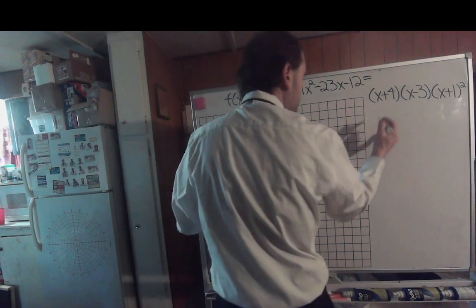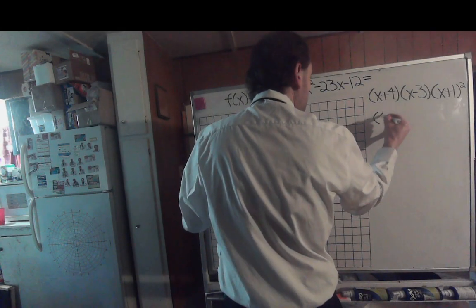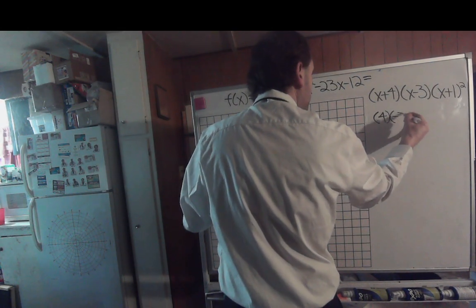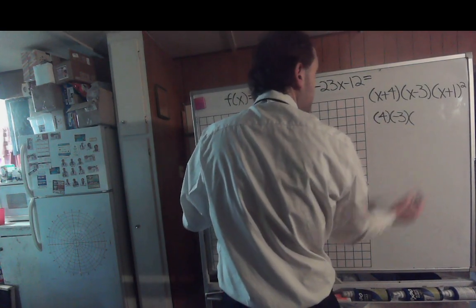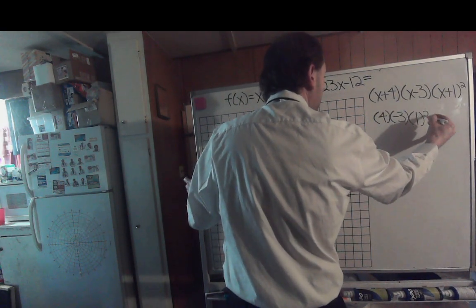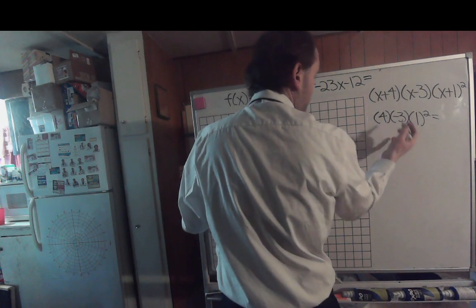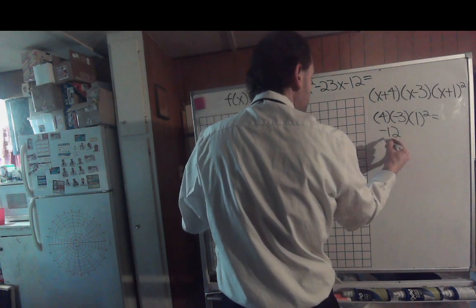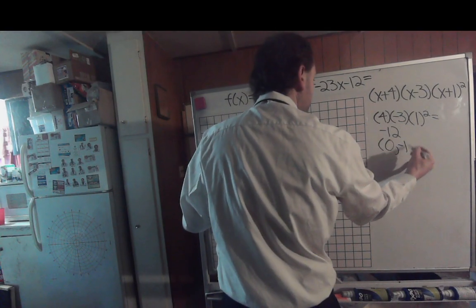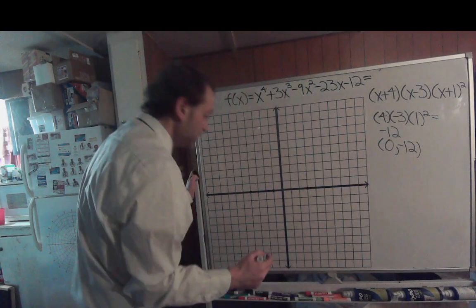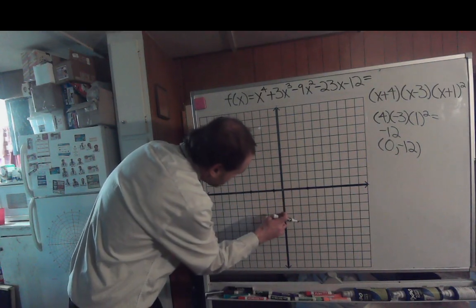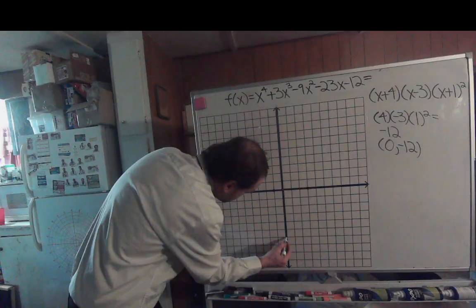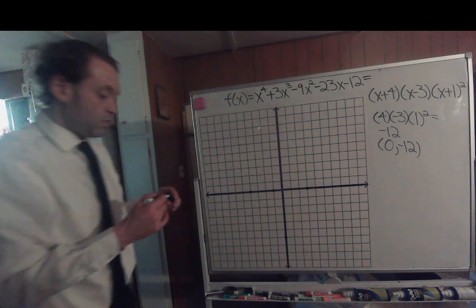Let's find the y-intercept. So that would give you 4 times -3 times 1 to the 2nd power, which would end up just giving you -12. So your y-intercept will be at 0, -12. 2, 4, 6, 8, 10, 12. So 0, -12 is right there. All right, so there's our y-intercept.